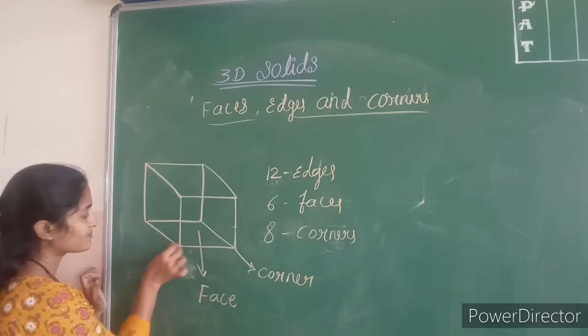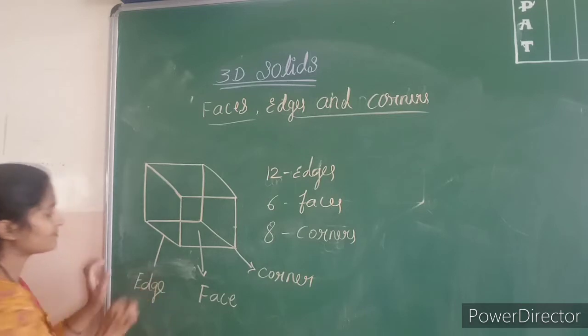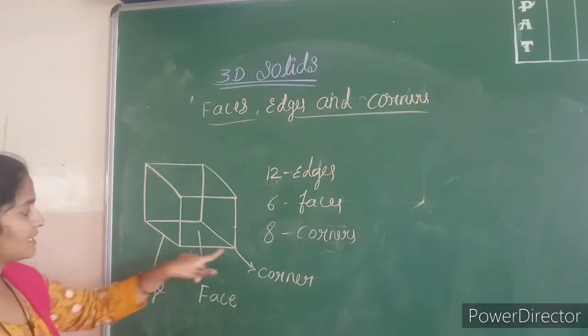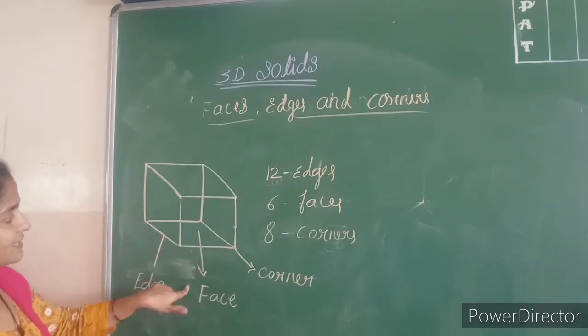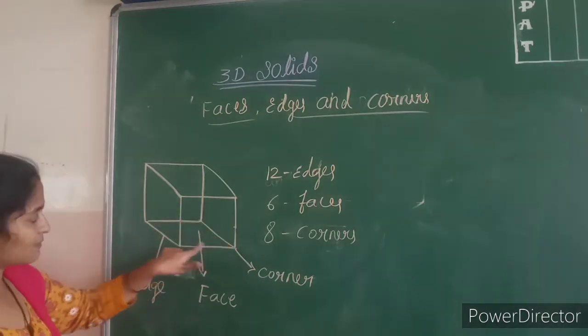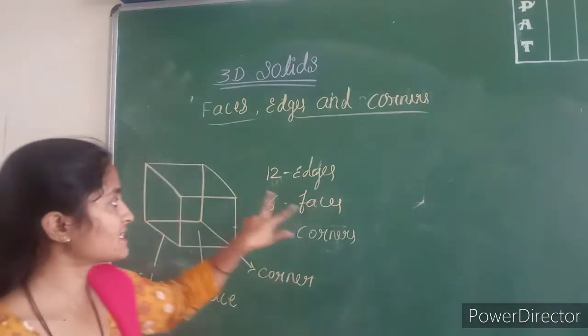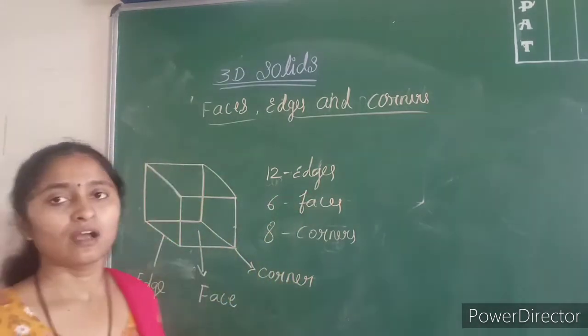This is the edge. Okay. These are the edges. This is the corner and this is the face. Okay. All these are corners and all these line segments are nothing but edges. Where these line segments meet, there is a corner.